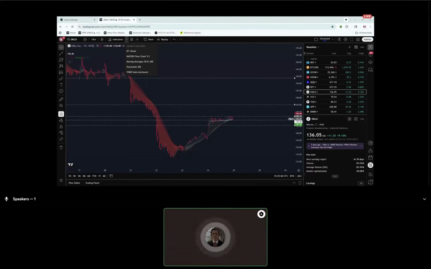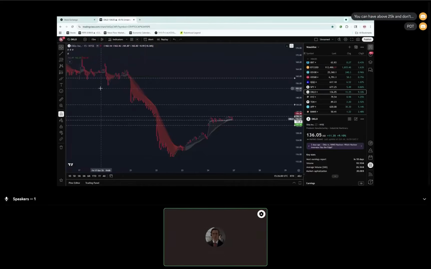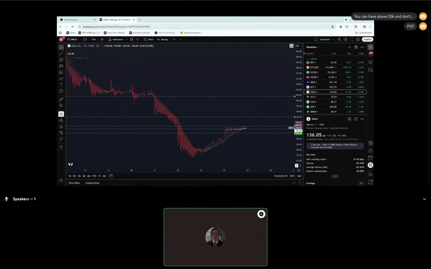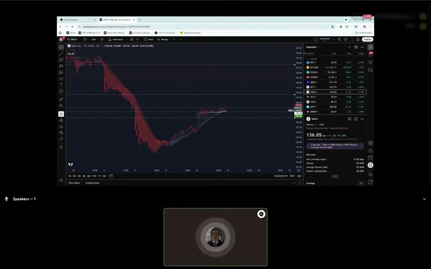I day trade so much that I have to do cash. I got banned when I first did it, so I can't even. I can use margin, but I'm literally banned from that.